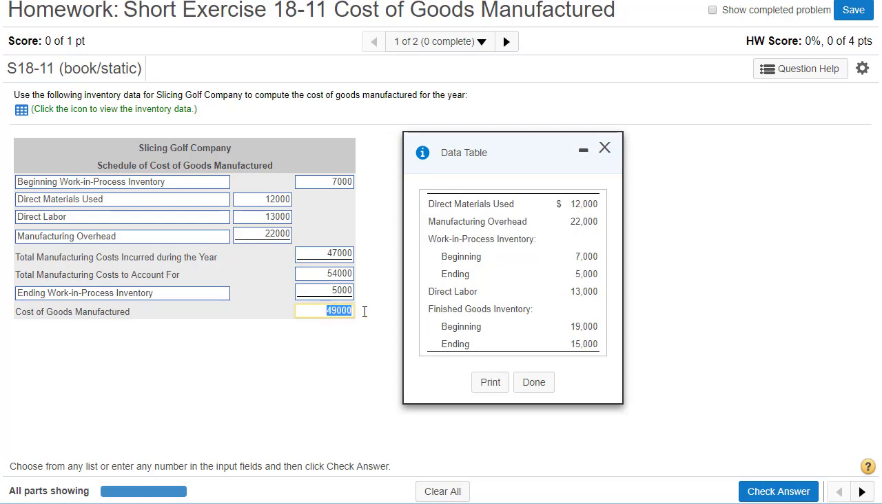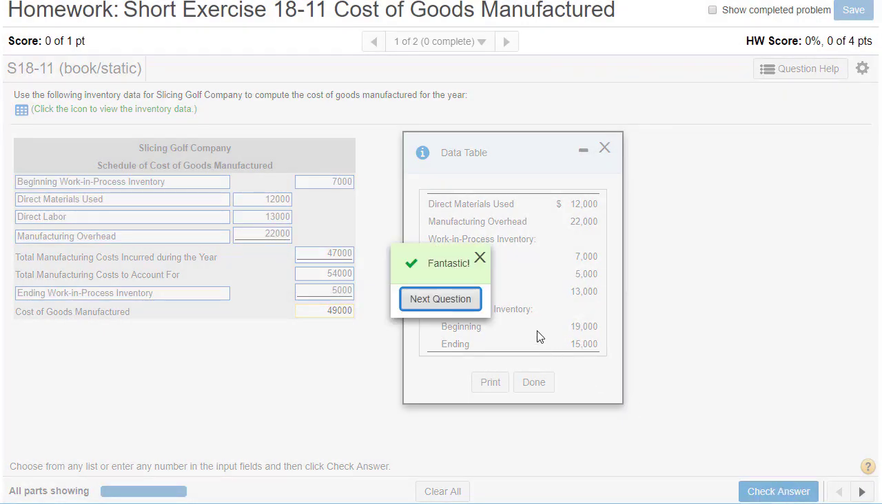So what this cost of goods manufactured means is whatever this Slicing Golf Company is creating, maybe golf clubs, the products that were produced during this time period cost them $49,000 total. So whatever they're going to charge, it better be higher than 49,000. Otherwise, they will not be able to make a gross profit. And don't forget to do the other version of the problem.